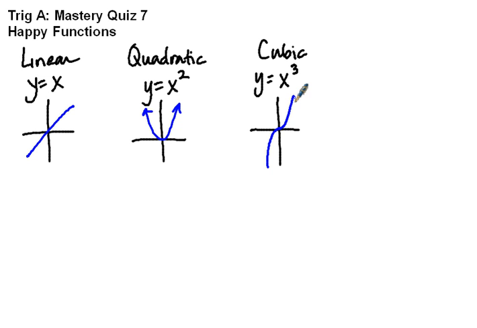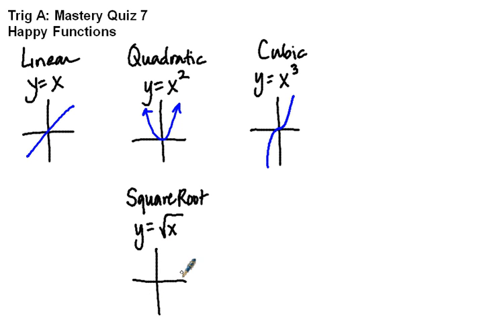Then we talked about the inverses to those two of those. The inverse of the quadratic is the square root. The algebra for that looks like this. And the graph looks like the quadratic on its side, except to make it a function, we only look at the top half.